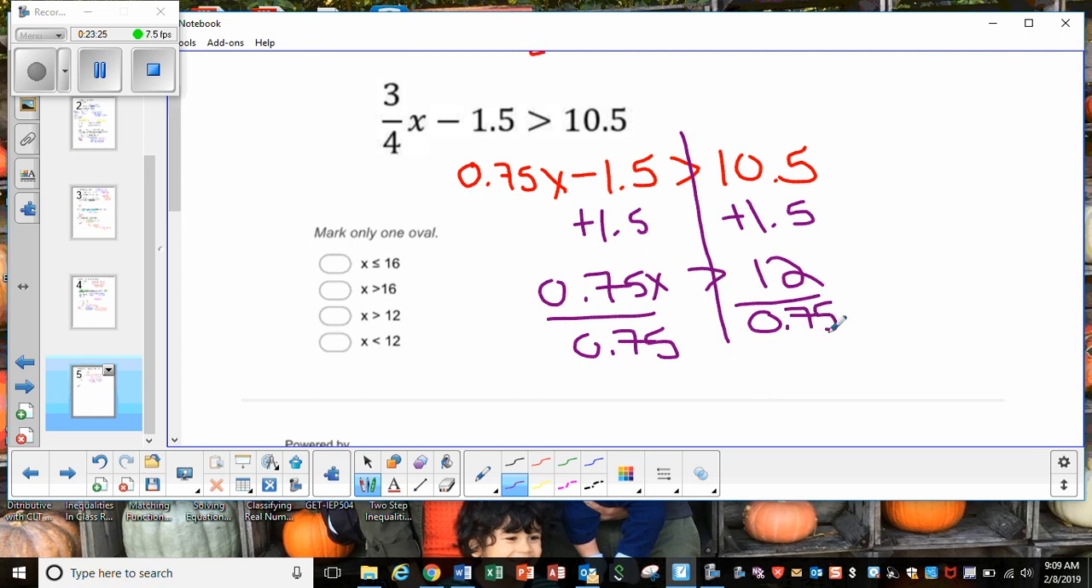Again, you might not be able to do this in your head, so you're going to use your calculator. 12 divided by 0.75, and you're going to get 16. So the solution set is x must be greater than 16, which is the second option here.